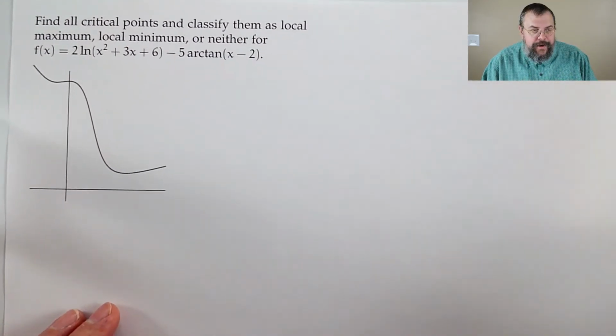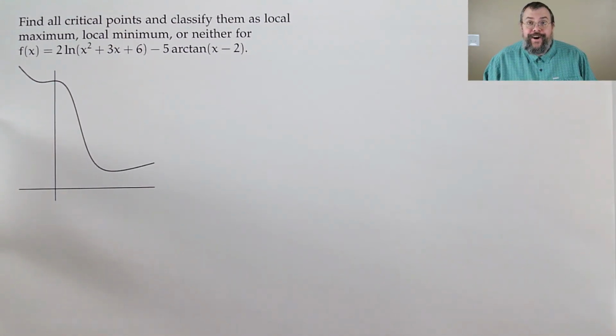All right. Well, one more problem. And I think we need to see a little bit more arctangent. It's always good to get some more arctangent in. So, find all critical points and classify them as local maximum, local minimum, or neither. And our function is 2 log of x squared plus 3x plus 6 minus 5 arctangent of x minus 2. Well, of course it is.